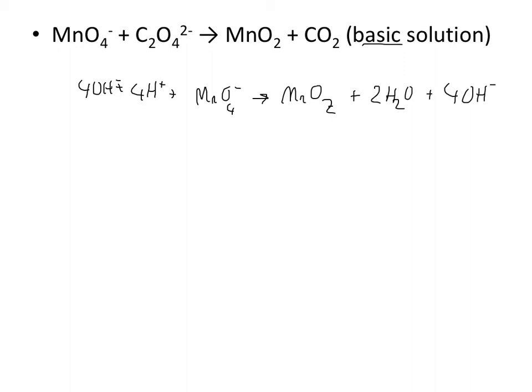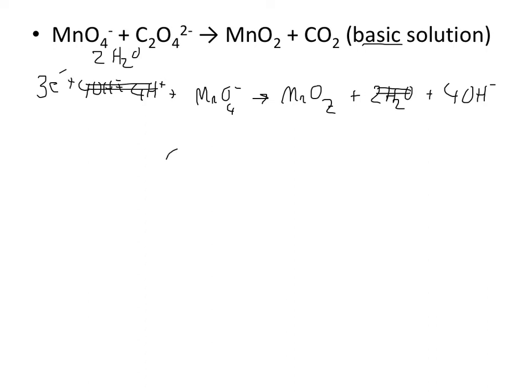Now, the 4 hydroxide and 4 hydrogen ions makes 4 water. Think of it in terms of neutralization. And now we can simplify this. If we've got 2 water on the right, 4 on the left, that leaves us with 2 water. Now we can balance charge. On the left we've got a -1, on the right we've got a -4, so we will have to add 3 electrons to the left.